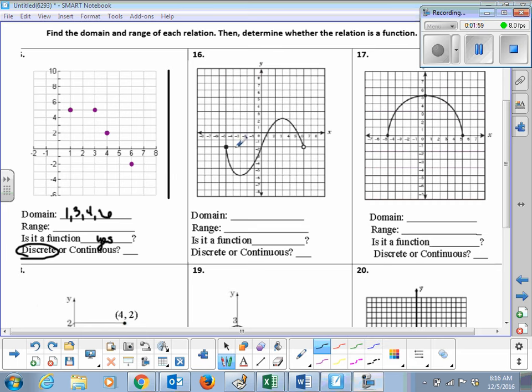Okay. For 16, this is all connected, so this one is continuous. And for range, I'll do that one this time. We put our y in the middle. The lowest value is -6. The tallest value appears to be 2. Okay, and because these are both solid lines, there's not an open circle at those points, we're going to use less than or equal to for both sides. Okay, domain, remember, go left to right, and then you can figure out if it's a function or not.